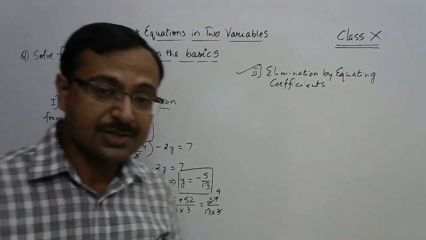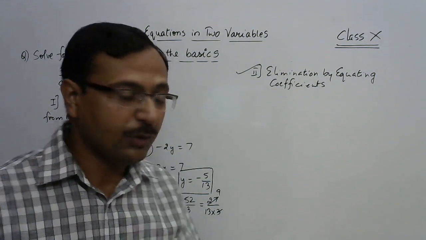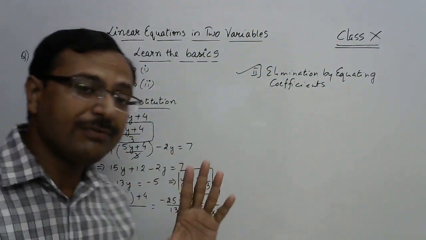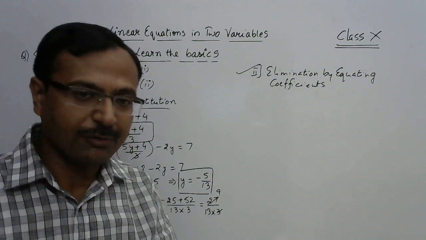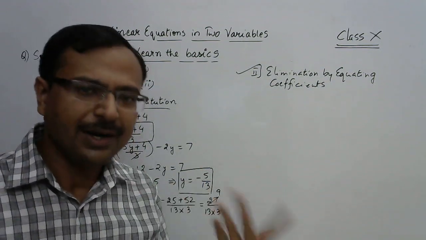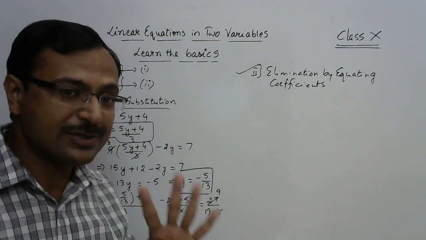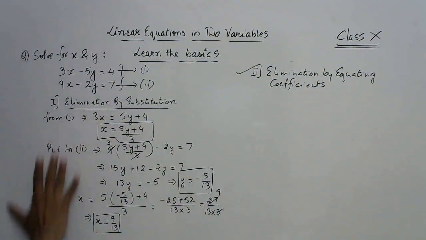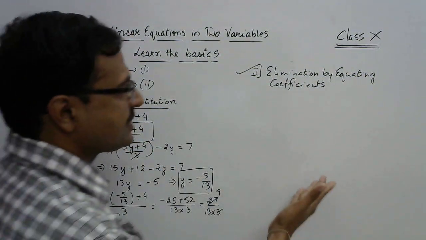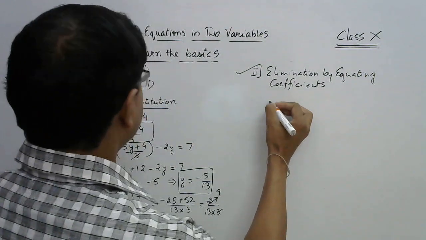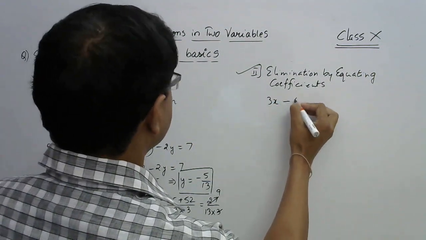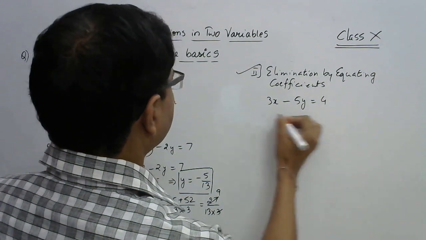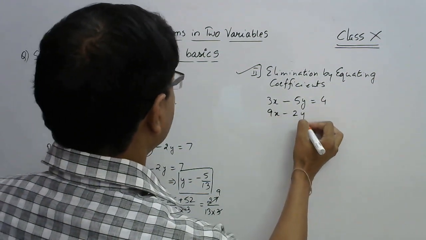Mind you, it is not compulsory to find the value of variable x. You can find the value of variable y also from one of the equations and put it in the other equation. So there are 4 ways of actually solving this. Now if you have understood this, the next one will be easier for you. So I am writing the equations all over again: 3x minus 5y equal to 4 and 9x minus 2y equal to 7.